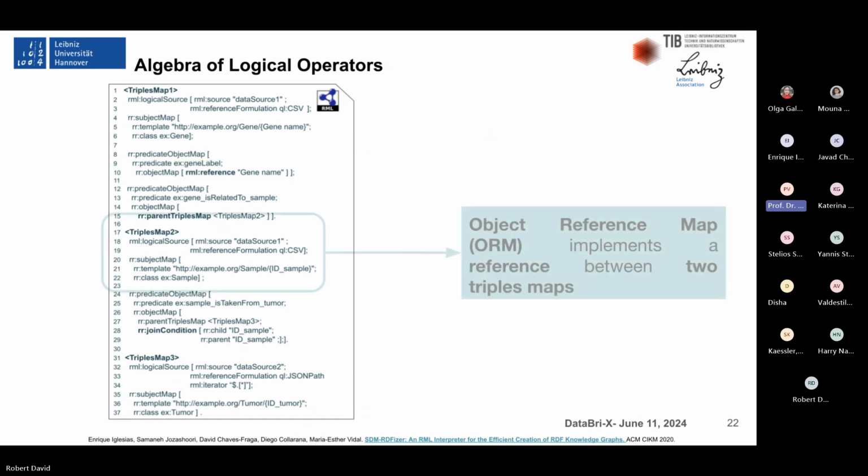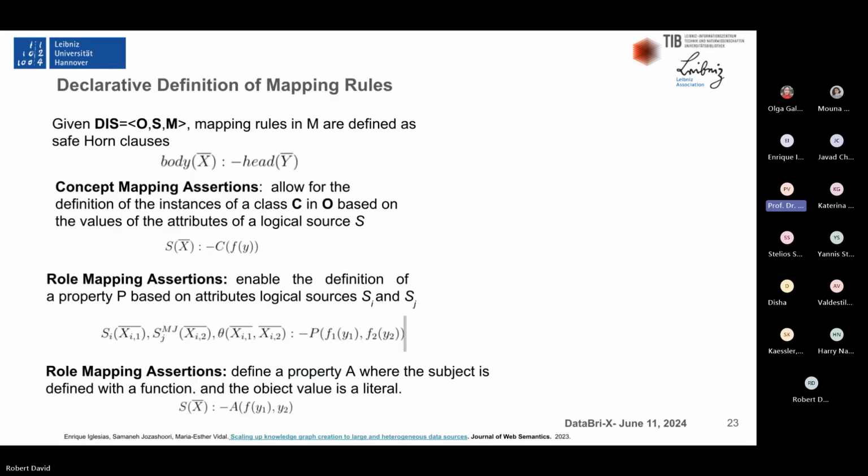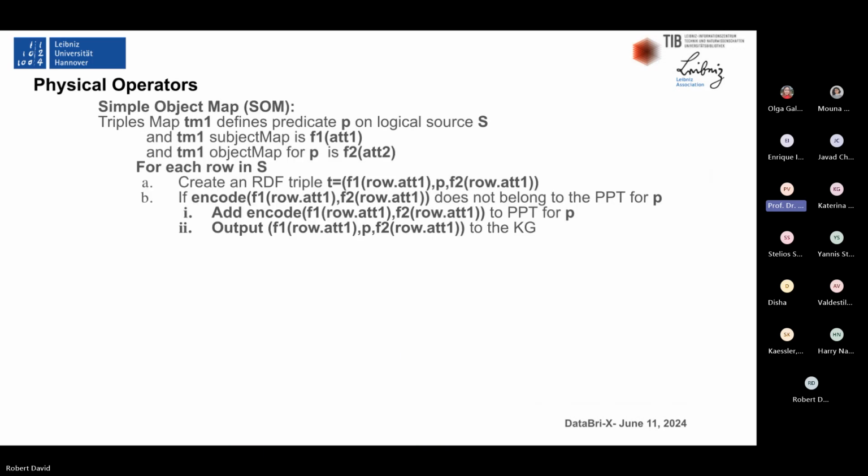What we are using is the physical operators, and the physical operators are the ones that allow us to execute this mapping. So basically what we have are different types of mapping assertions, or these triple maps. And we have different physical operators. So for example, the projection, the selection, the natural join, and the self join. Next, go next. We know that evaluating this is very expensive.